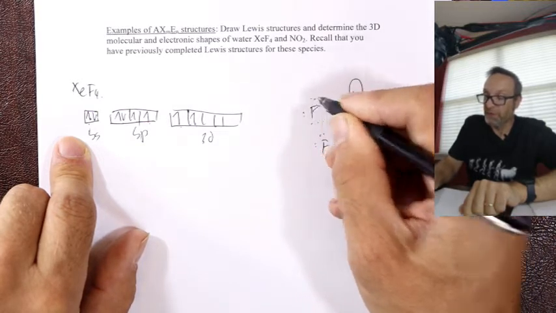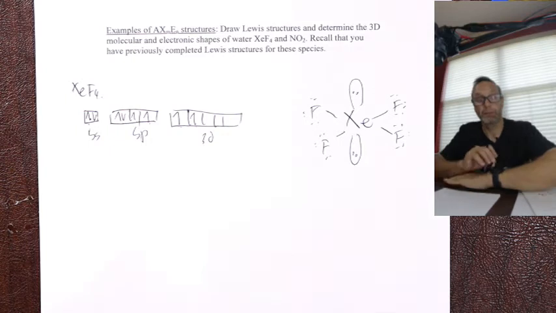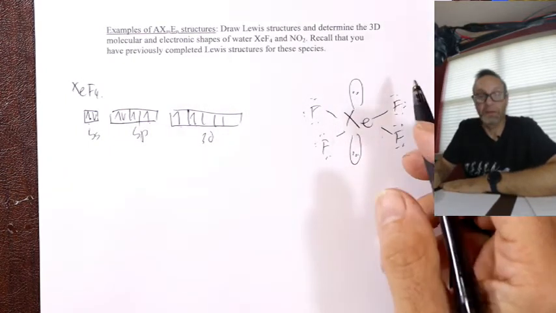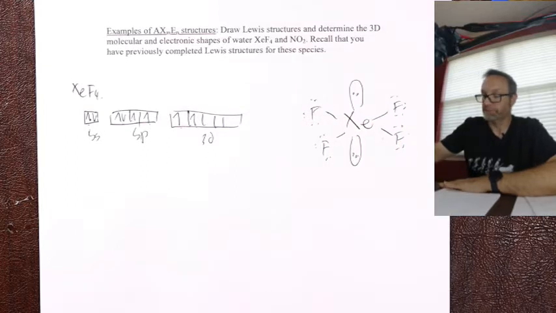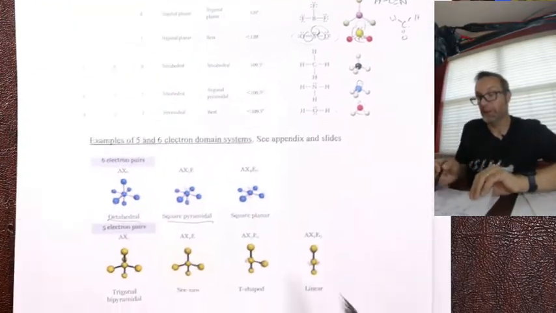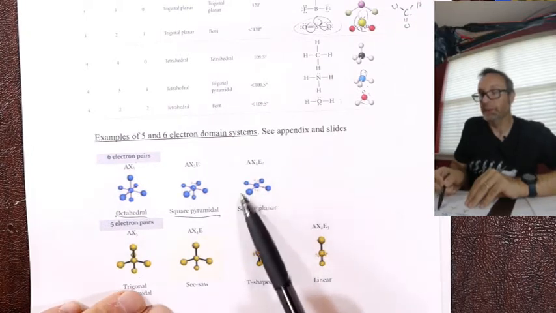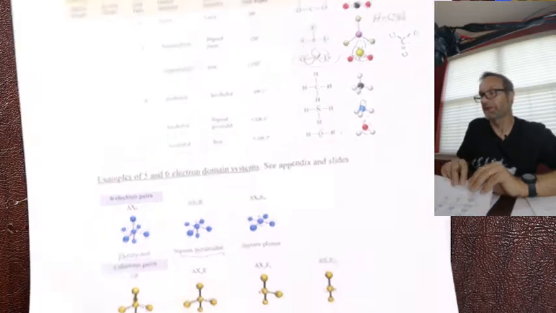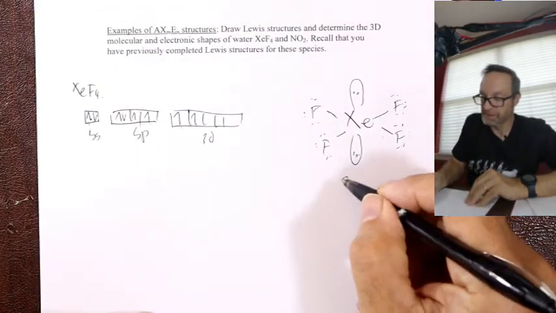So we did that one before. There it is again. Okay, now what's the shape, right? So it's one, two, three, four, five, six clumps, right? But can't see two of them. So the electronic shape, yes, octahedral. Molecular shape, square planar. Those are the lone pairs, those are fluorines, right? Square planar.